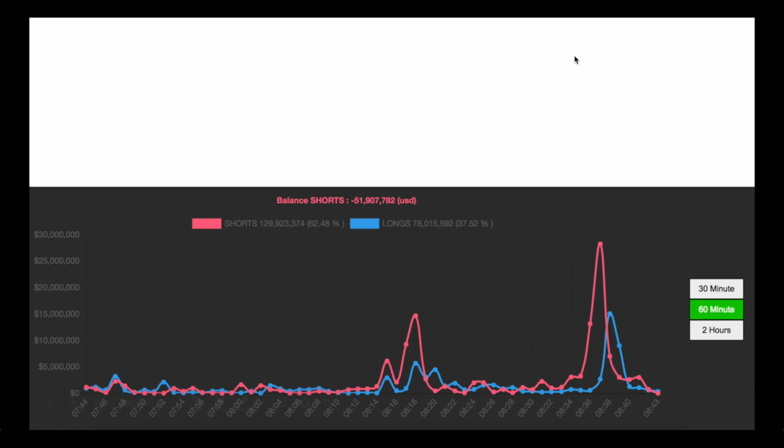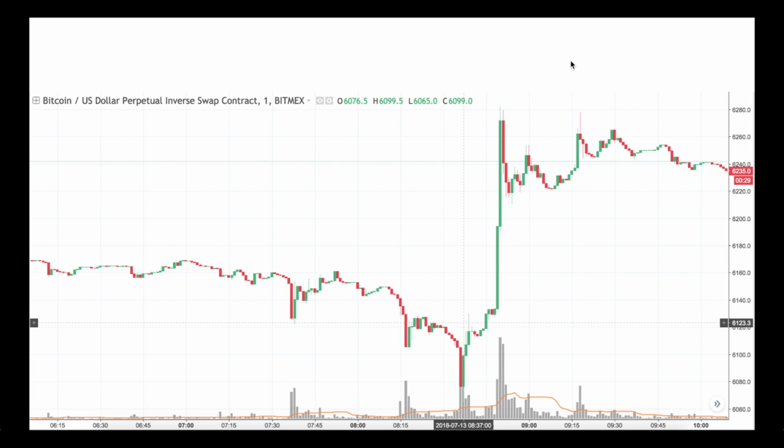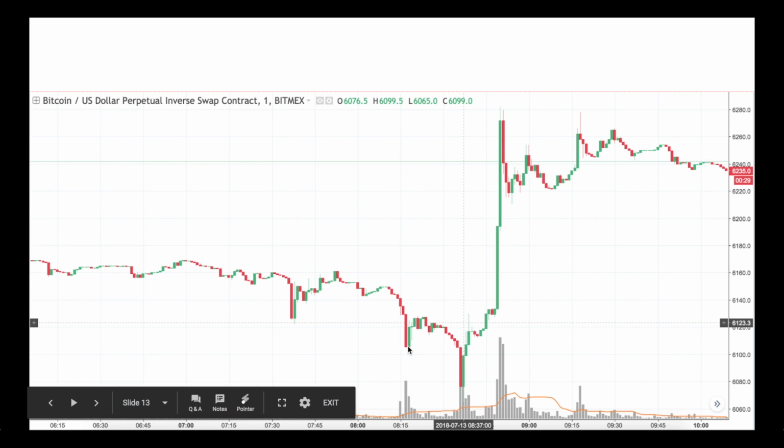All right, so now let's take a look at another spike in shorts. At 8:18, we have a spike in shorts of 15 million. And at 8:38, we have another spike in shorts of about 28 million. So let's take a look at 8:18 and 8:38. Well, 8:18 was here, as you can see, right there.